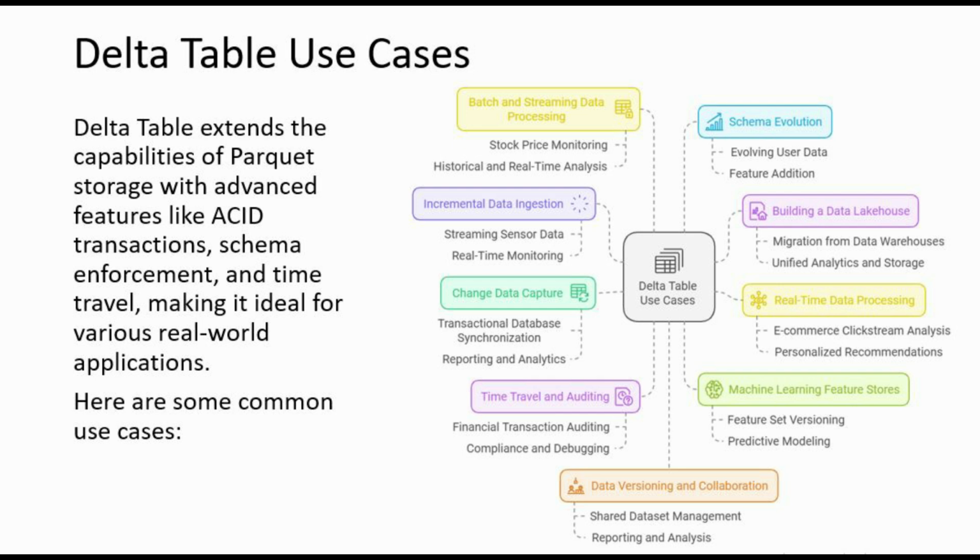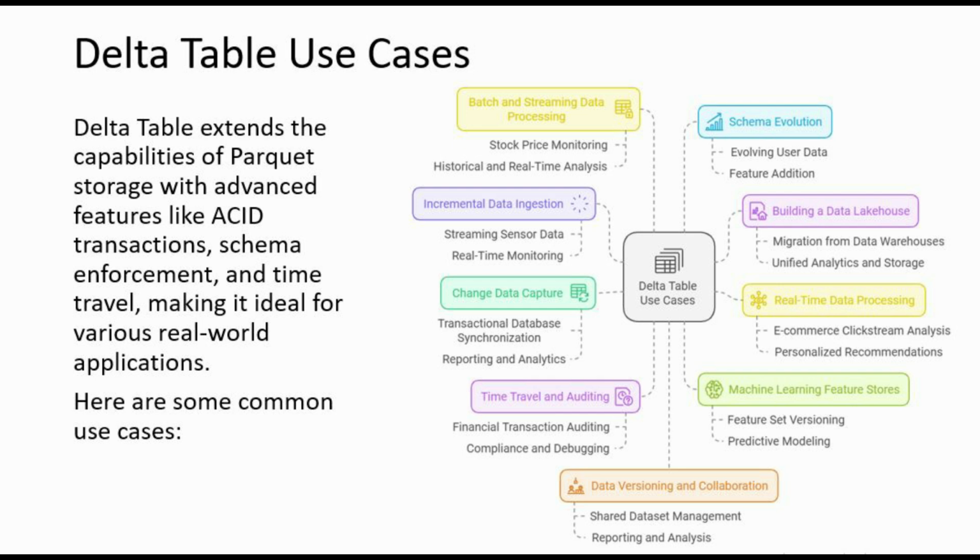Use case 9, data versioning and collaboration. Delta tables support versioning, making them ideal for collaborative environments. For example, data engineering teams can manage shared datasets used across multiple departments. Version control prevents conflicts and ensures data integrity, enabling smooth collaboration.